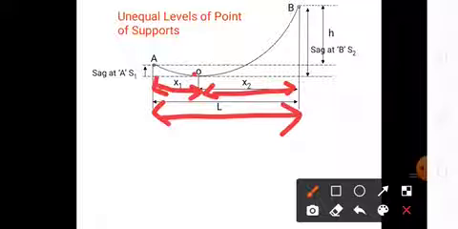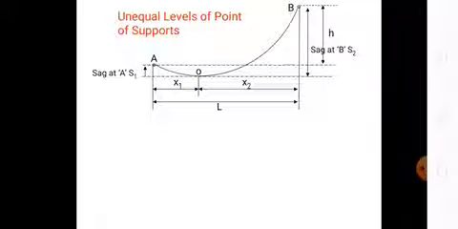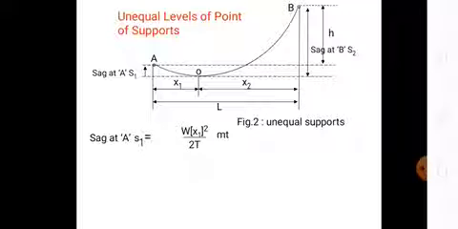At this point, the sag measured vertically is S1, and the sag at the other support is S2. In the previous case we already discussed the Y component, that is S1 here and S2 here. At point O, sag S1 is W into x1 square by 2T. Actually this is the formula: sag S1 is equal to W x1 square by 2T, or WL square by 8T.